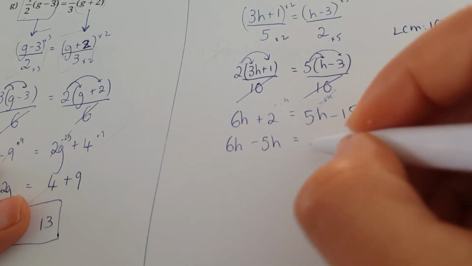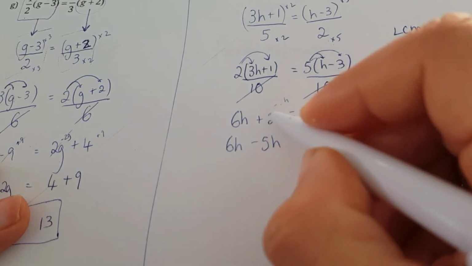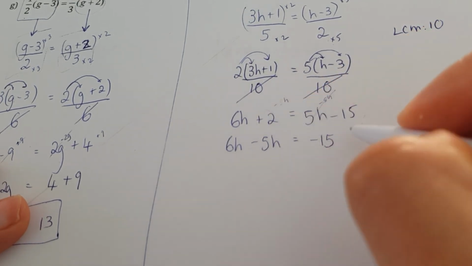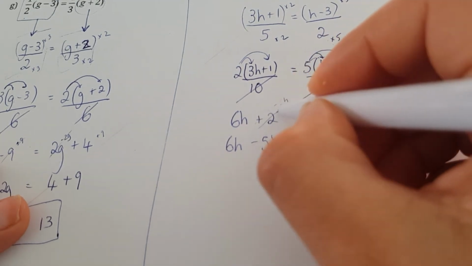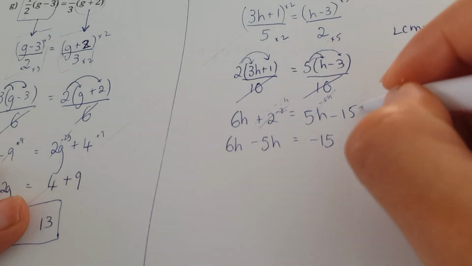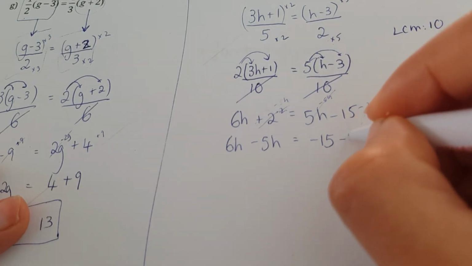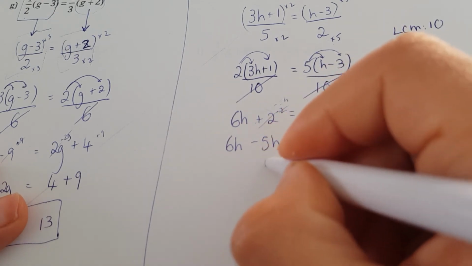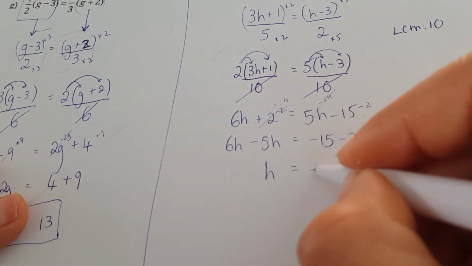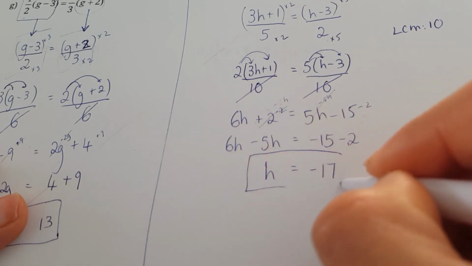The minus 15 will remain over here, but the plus 2 needs to come from this side to this side. So I need to eliminate it from there by subtracting it, so it will become 0, and adding it to this side. Okay, so 6h minus 5h is 1h, minus 15 minus 2 is minus 17, and that's our final answer.